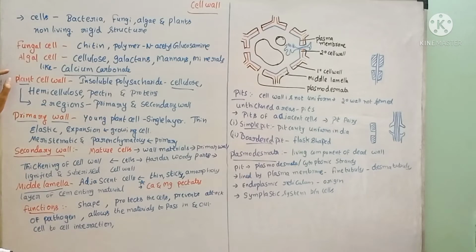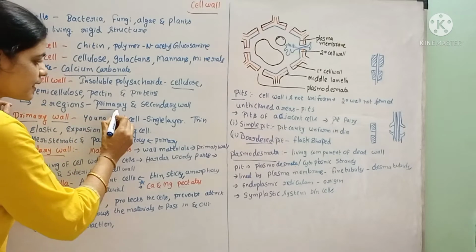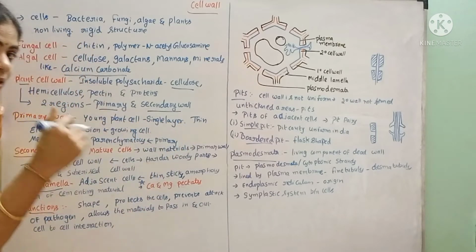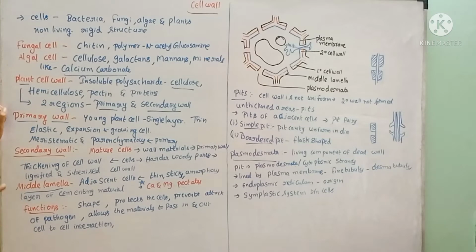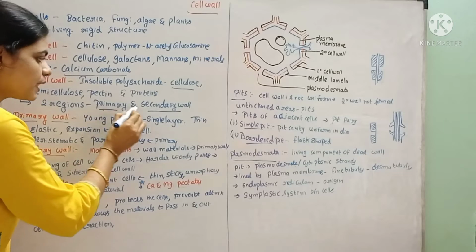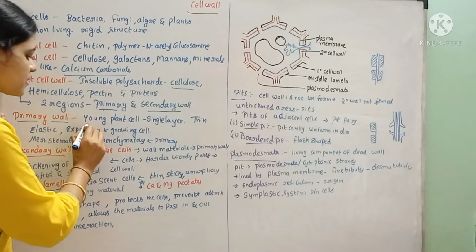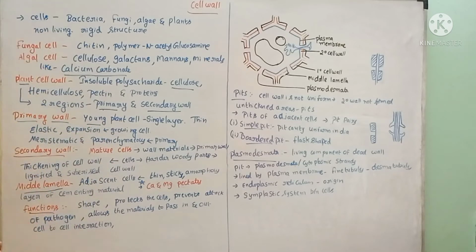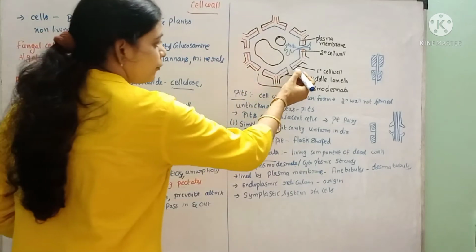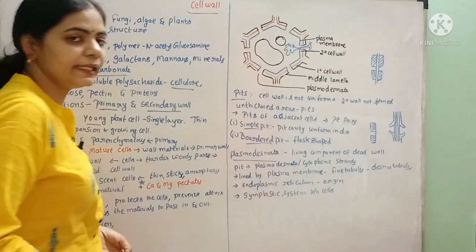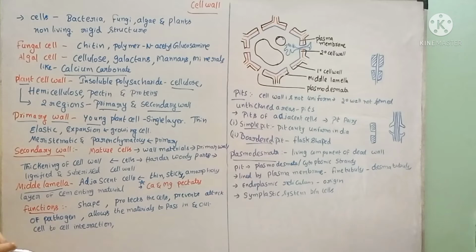And in plants, the cell wall consists of two regions. One is the primary cell wall and the second one is the secondary cell wall. So there are two cell walls in the plant cell, the primary cell wall and the secondary cell wall. The primary wall is seen in young plants, where it is present in the form of a single layer.